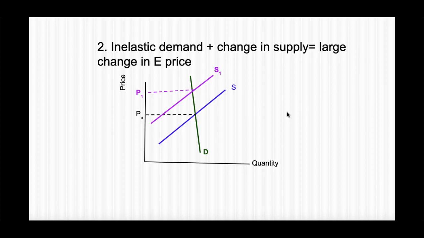So anytime there's an inelastic demand curve and then the supply curve moves for any reason, it's going to cause the equilibrium price to change a lot. So please make sure that you understand how the elastic and inelastic demand curve impacts the equilibrium when there's a change in supply.